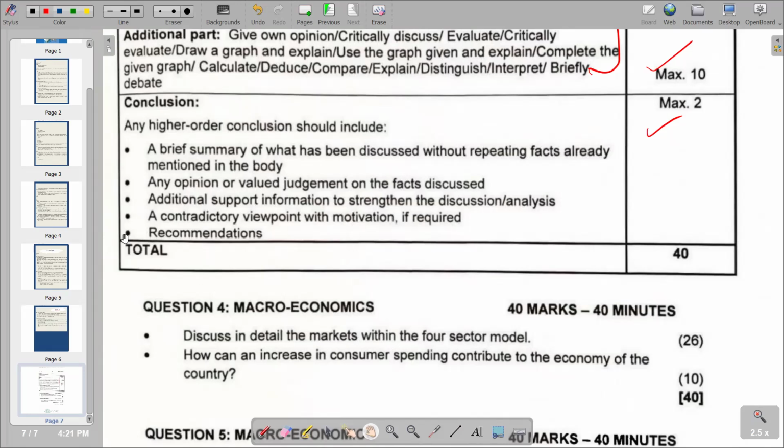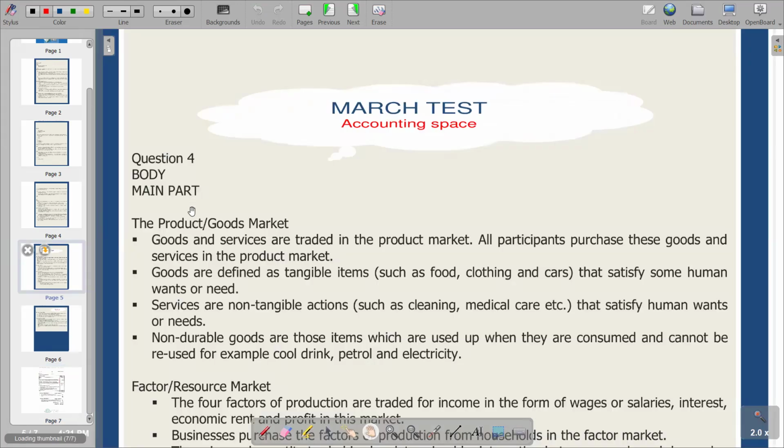So on the product markets, that's where we have got goods and services. So we have the product or goods market, where goods and services are traded. All participants purchase these goods and services in the product market. Then the second part, goods are defined as tangible items such as food, clothing, and cars that satisfy some human wants or needs. And then services are non-tangible actions such as cleaning services, medical care, etc. that satisfy human wants or needs.